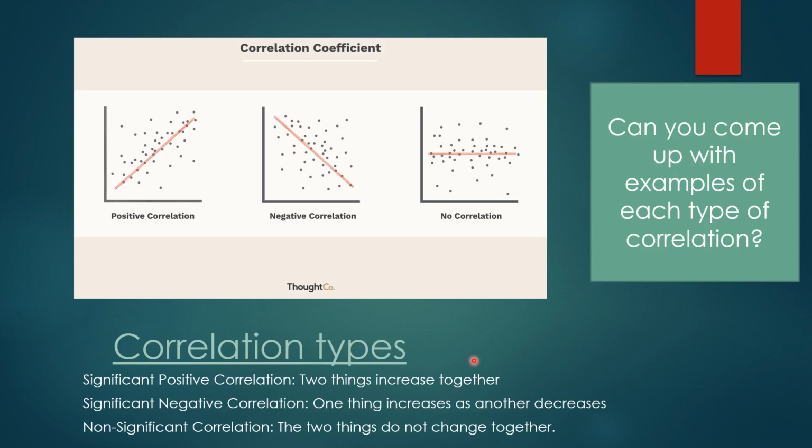At this point, I would really like to encourage you to give it a shot and see if you can come up with variables of your own that fit each one of these three types of correlations. On the next slide here, we're going to have a couple more examples just to make sure things make sense. So if you'd like, pause the video here and see if you can come up with examples on your own.